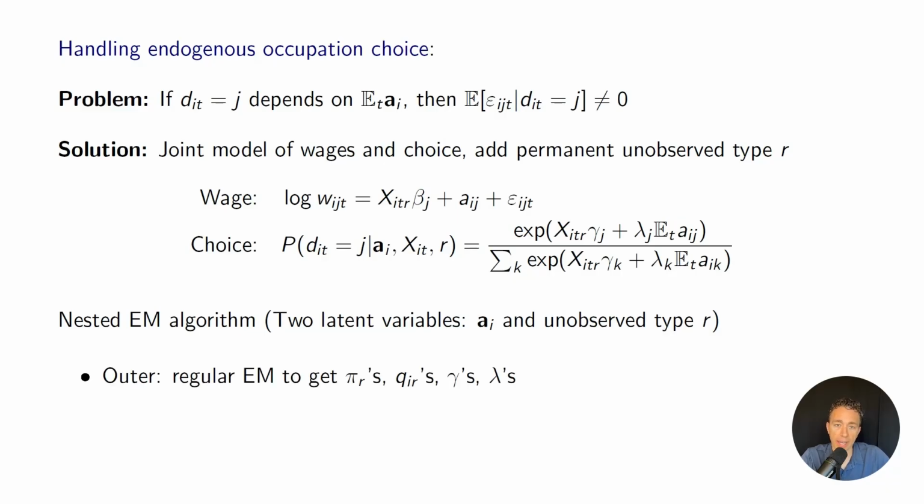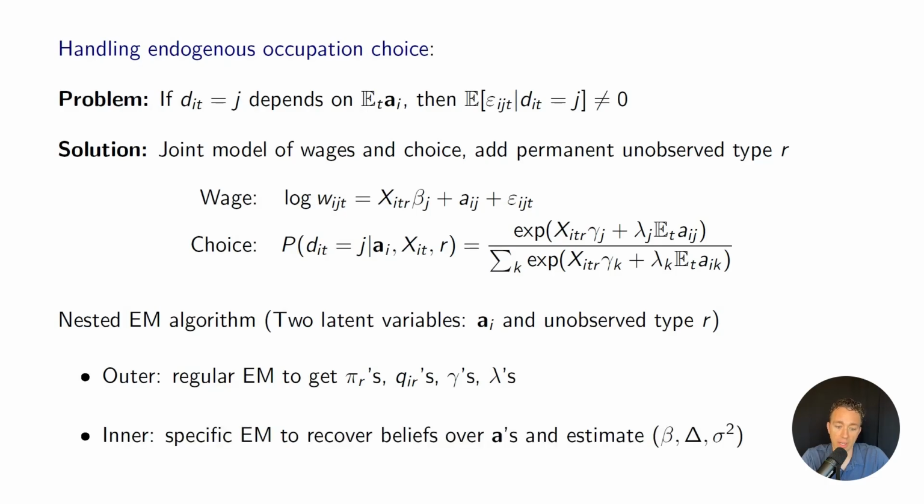But basically, my outer EM will allow me to get the unobserved type probabilities in the population, the posterior unobserved type weights that I use in all the estimation processes, as well as the parameters of the choice equation. And then for my inner EM algorithm, I take those unobserved type weights as given from the outer EM, and then I use my inner EM to get the beliefs about the abilities and estimate the parameters of the wage equation, since that's what's forming our learning signals. So that is how that would work.